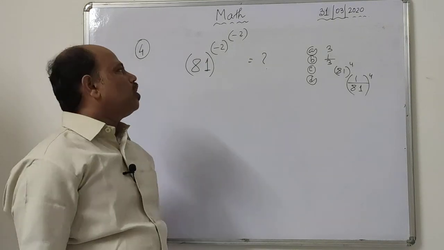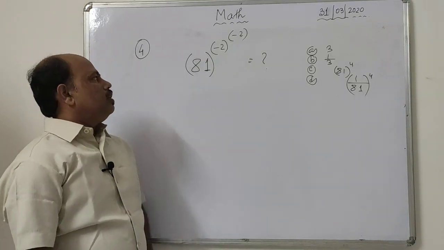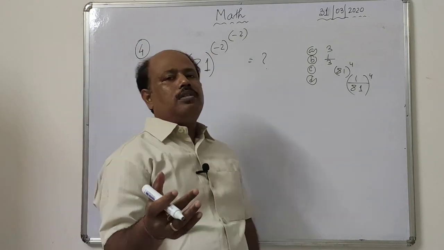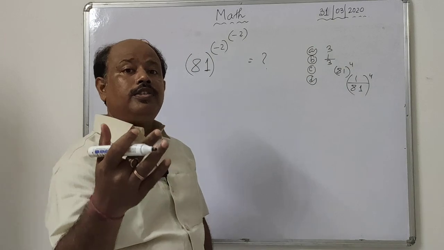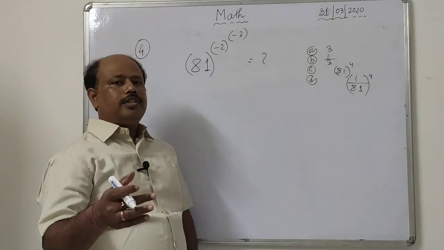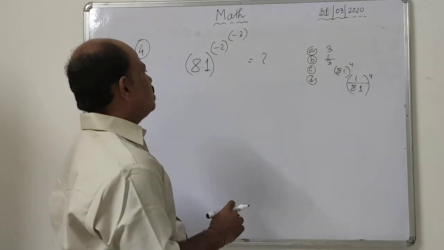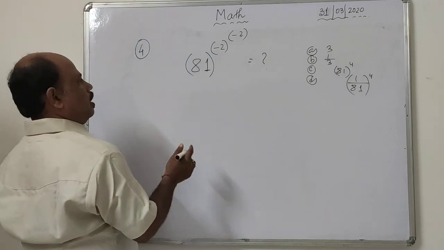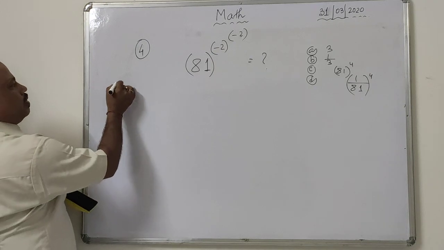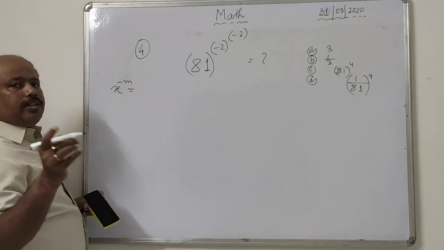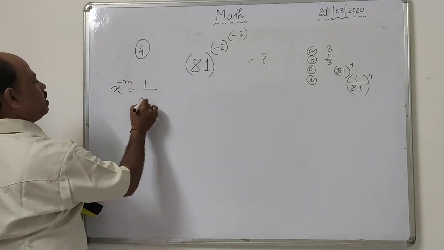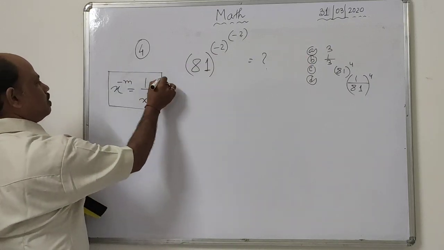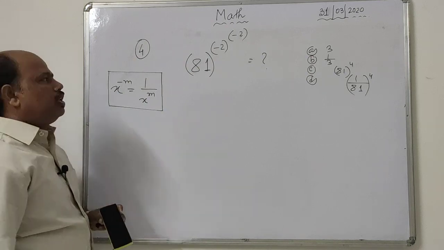What is the method to solve this type of question? Look at the question, this is a problem of indices. How to solve this type of question? Look at the board. There is a rule, x to the power minus m is 1 by x to the power m. This rule will be applicable here.